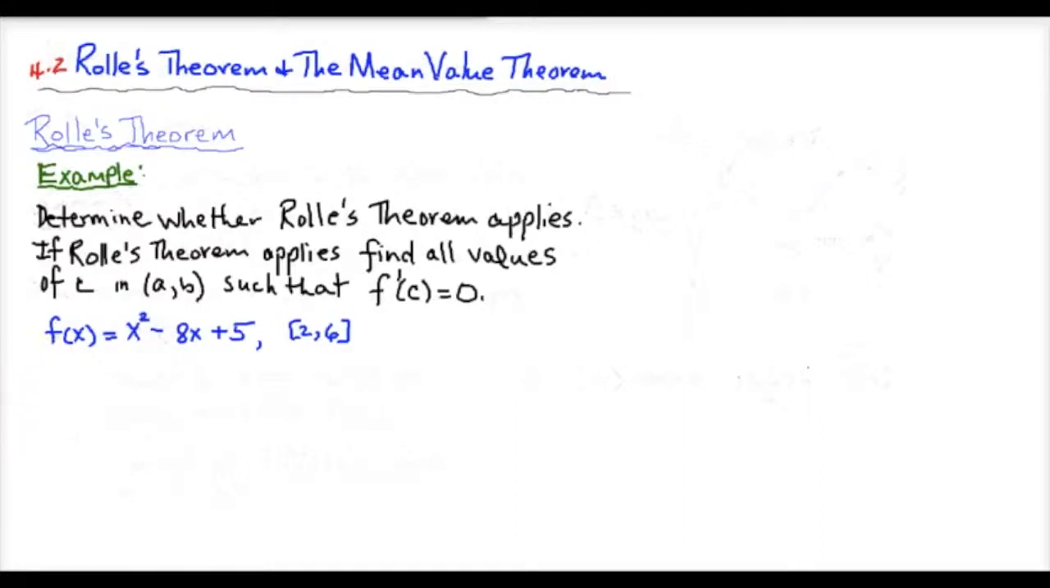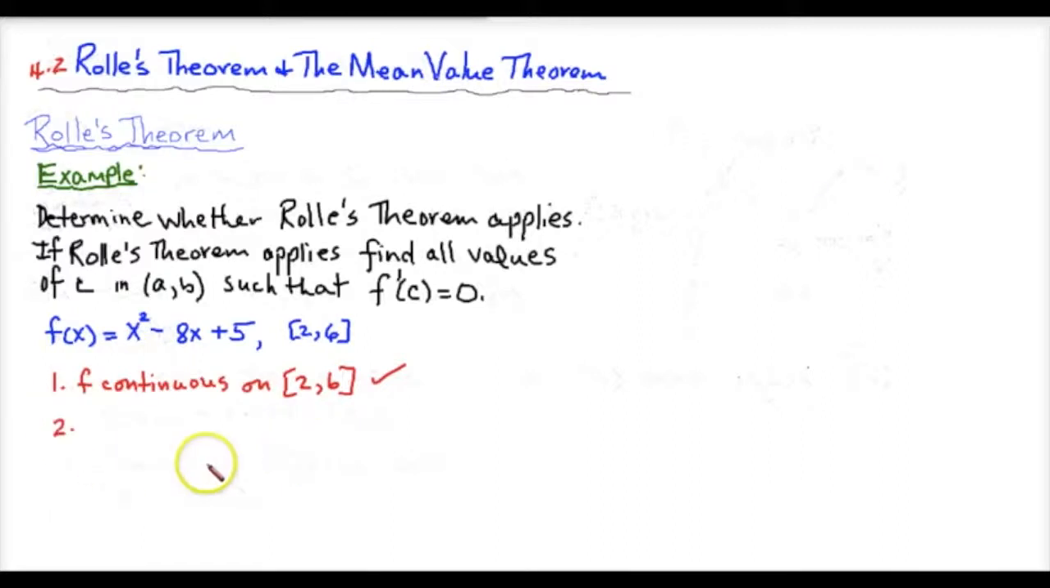The first condition says that 1, we need to make sure that f is continuous. Is f continuous? More specifically, is it continuous on the interval from 2 to 6? And the answer is yes. Okay, we have a parabola. We have a quadratic function. It's a polynomial function, and the polynomial function is continuous for all real numbers. So, of course, it has to be continuous from 2 to 6.